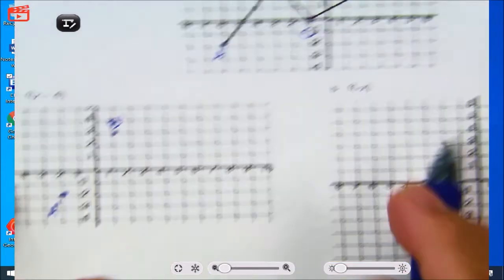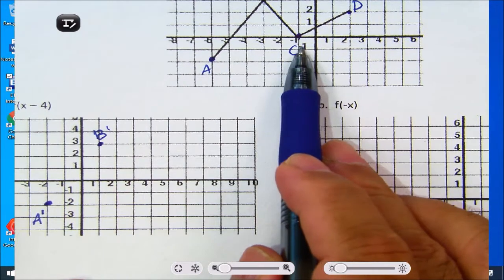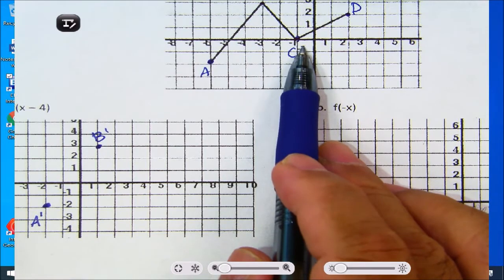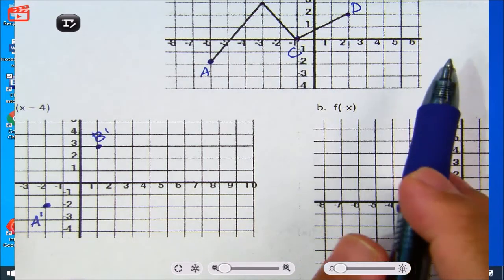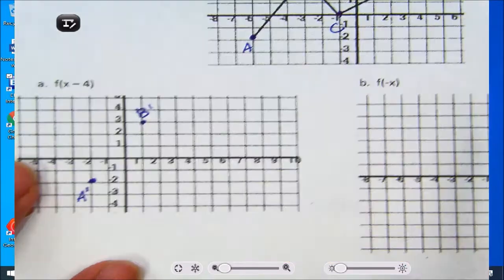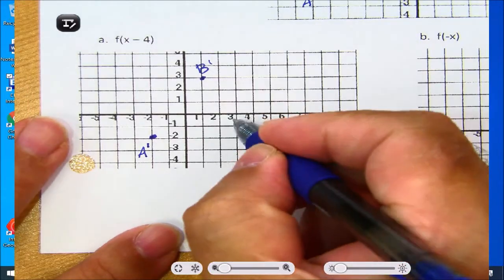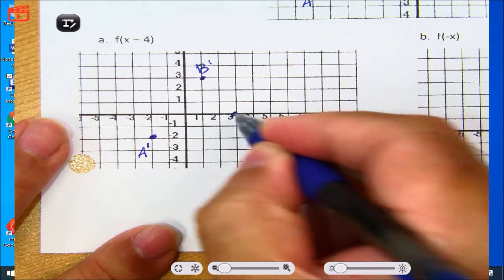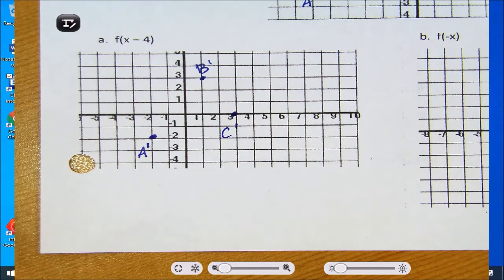C, the coordinate is -1, 0. So if I add 4 to -1, what do I get? 3. So it's going to be 3, 0. And that's C prime.